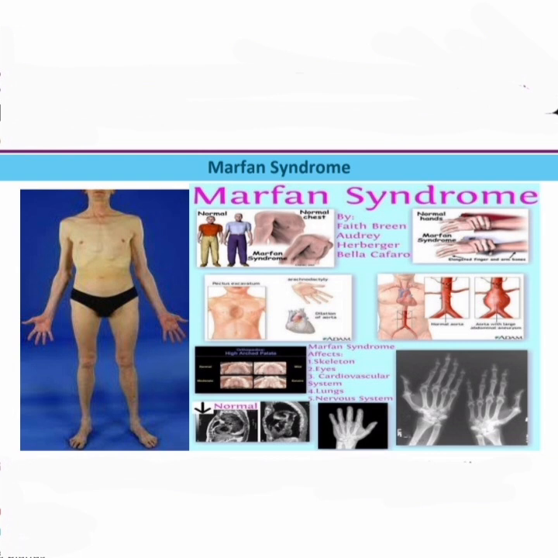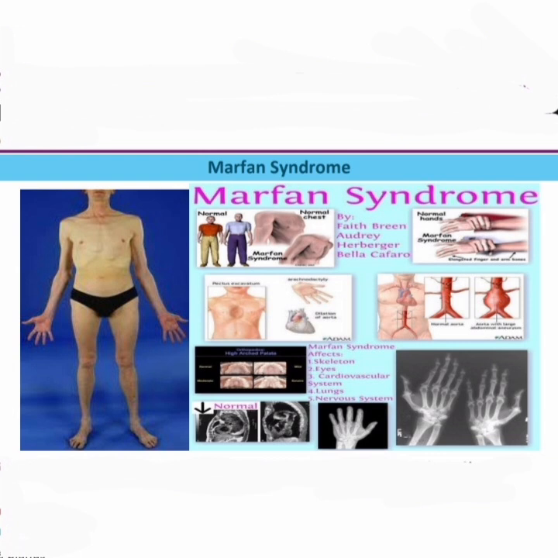For the hand, arachnodactyly. Look at the child's hand, long fingers. Arachnodactyly, positive Steinberg sign or thumb sign, and positive Walker sign or wrist sign. Pulse abnormality, water hammer pulse, hyperdynamic circulation.